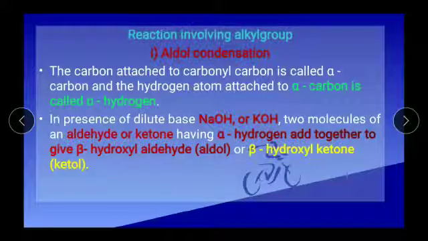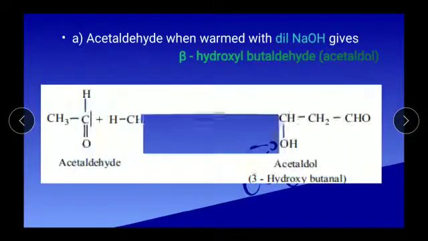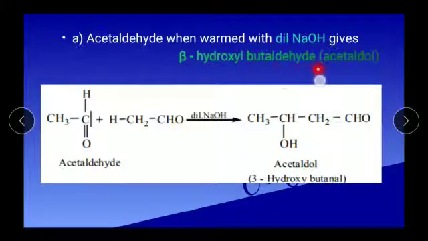So what is aldol, children? It is the compound which contains both the aldehyde and hydroxyl, that is alcohol, group. So it is named aldol. Now we move to aldol condensation with a suitable example. When acetaldehyde is warmed with dilute sodium hydroxide, it gives beta hydroxybutanaldehyde. Now we move to the reaction. We took two molecules of acetaldehyde.